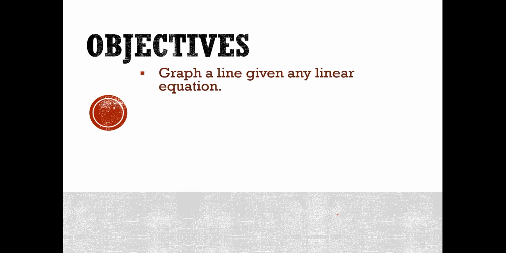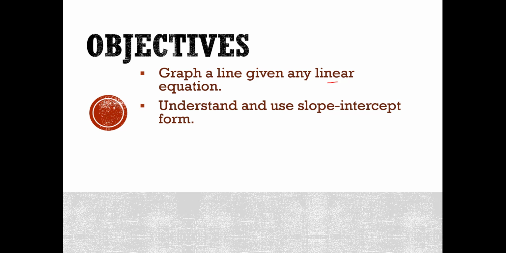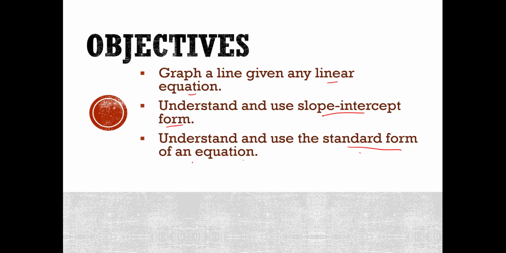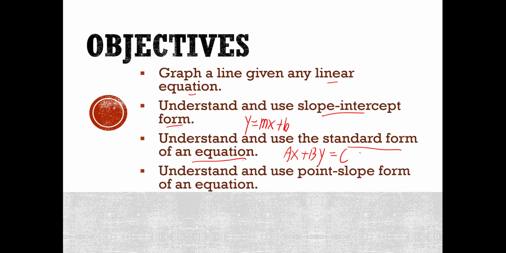Okay, so graph a line using any linear equation in three different forms. We're going to learn how to graph it using slope-intercept form, also the standard form. Slope-intercept form is y equals mx plus b. Standard form will be ax plus by equals c. And the third form is point-slope form, so y minus y1 equals slope times x minus x1. So we get into the techniques of graphing each one of these.